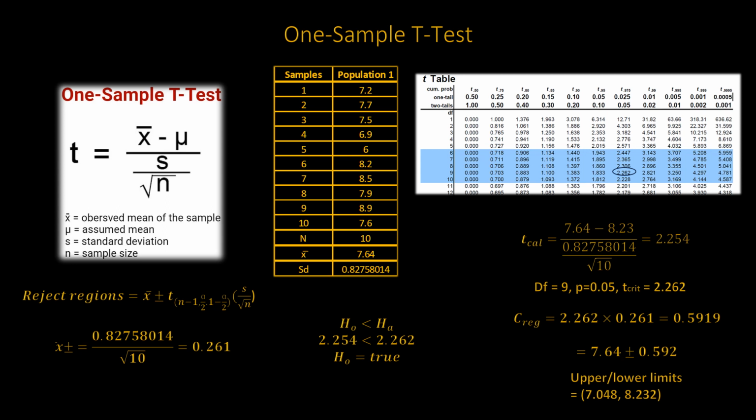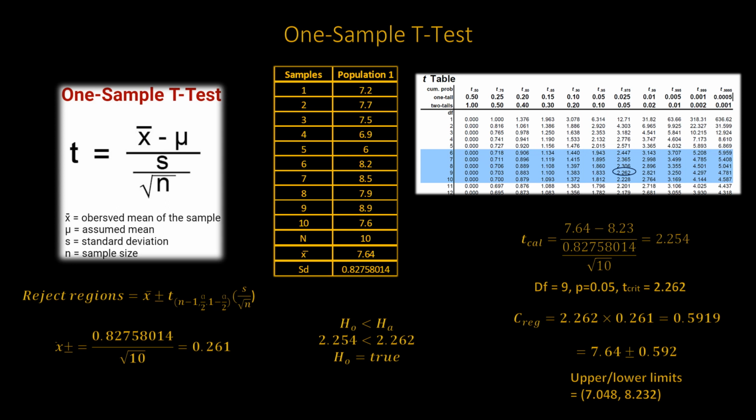The rejection region is the upper and lower confidence limits of the set. To obtain the plus and minus value, we simply multiply the t-critical value by the standard deviation of the population. In this scenario, it is 0.5919, or 0.592 rounded. This is your plus and minus value.